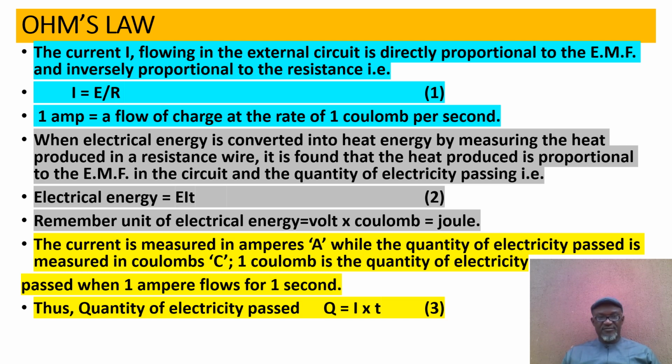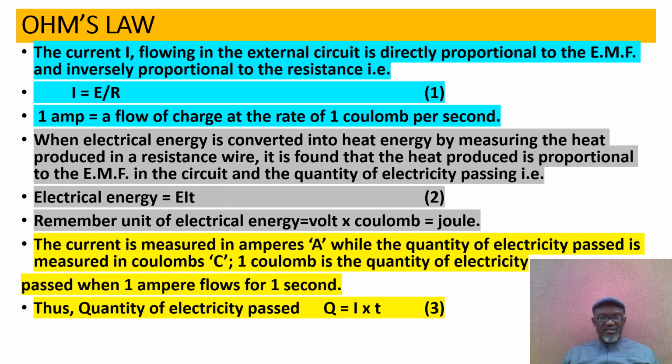When electrical energy is converted into heat energy by measuring the heat production in the resistance wire, it is found that the heat produced is proportional to the EMF in the circuit and quantity of electricity passing it. Of course, we'll still see this in Faraday's laws. So electrical energy is E multiplied by I, which is the current, multiplied by T. So remember, unit of electrical energy, we made that at the beginning, volts times coulomb, which is equal to 1 joule.